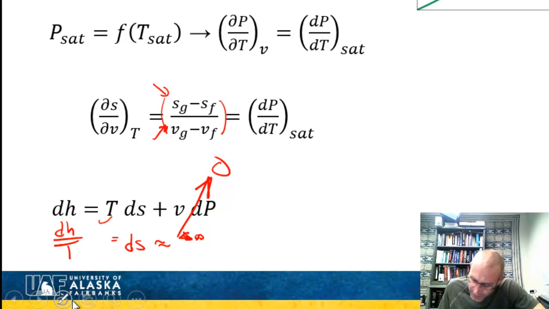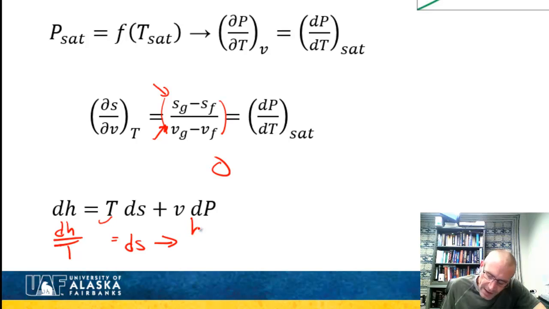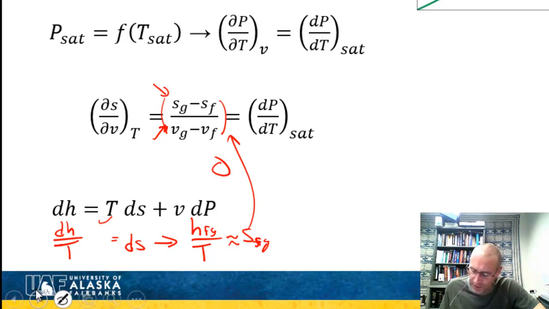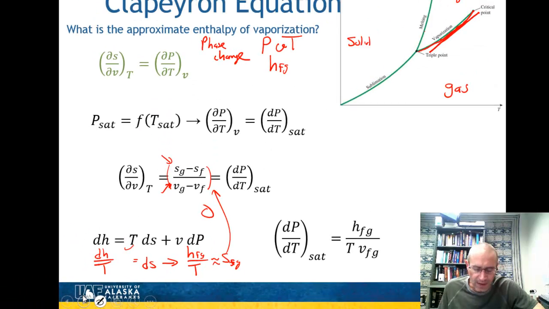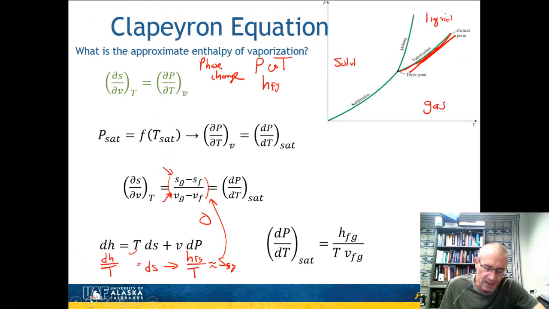Let me write that a little bit clearer. So what that tells me is that hfg over the temperature is essentially equal to sfg. Now I'm going to plug that in, and I end up with what is finally my Clapeyron equation, which says that dP/dT at saturation is equal to the enthalpy of vaporization divided by T and vfg.